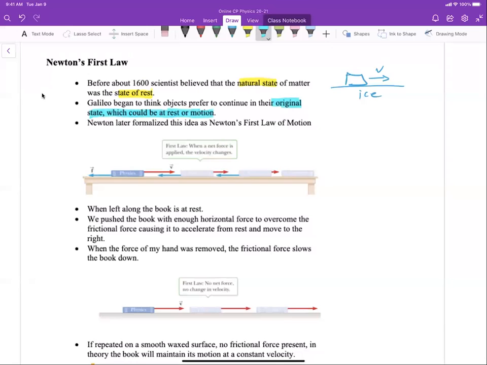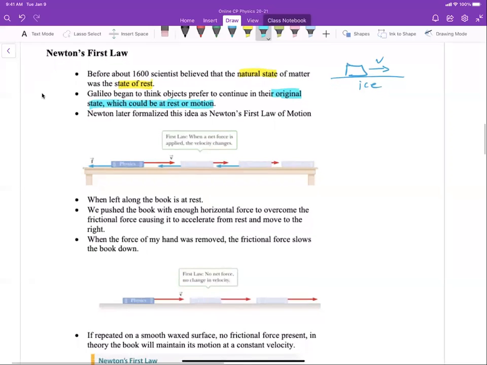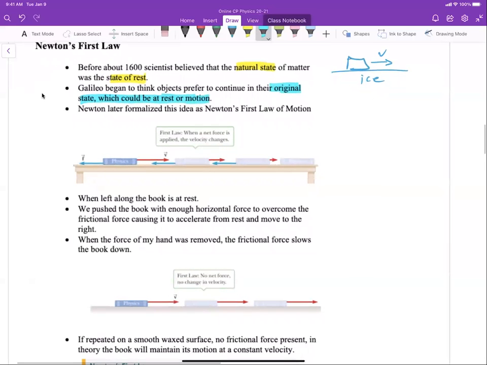So that could be at rest or with some velocity. They're happy to be traveling down the ice with no friction forever. Think of space travel, for example. If I were to throw a ball in space, it would just travel on forever because of Newton's first law. So he formalized this idea as Newton's first law.